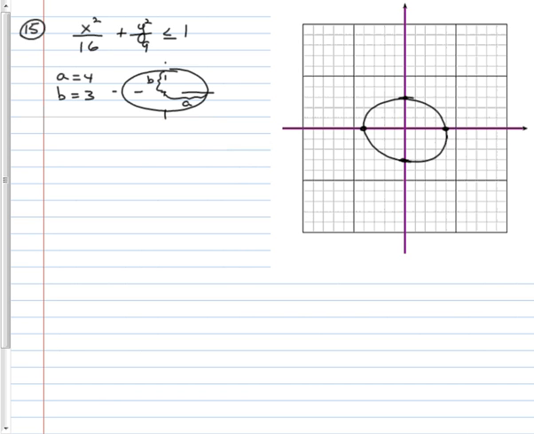It is inside. You can always use a test point. Remember I talked about test points on these inequalities? Pick a point. I'm going to pick 0, 0 because it's really, really easy. 0 over 16 is 0 because 0 squared is still 0. Plus 0. 0 plus 0 is 0. Is 0 less than or equal to 1? Yes, it is, which means everywhere inside this. Now, I'm not going to shade it yet because I have a second equation to go with it.